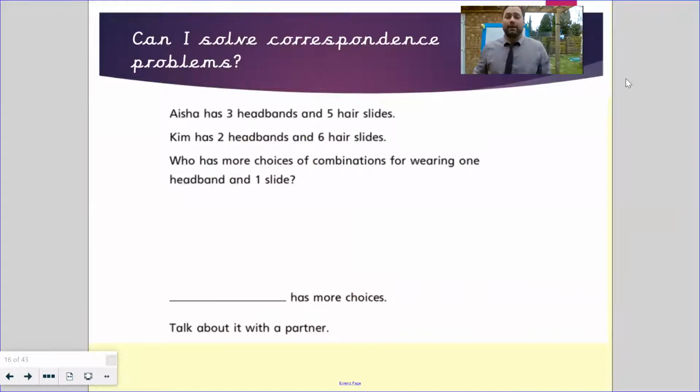Okay, good, well done. Here's your next question. Aisha has 3 headbands and 5 hair slides. Kim has 2 headbands and 6 hair slides. Who has more choices of combinations for wearing 1 headband and 1 slide? Write down who has more choices. If you haven't got a partner to talk to, use a mirror and talk to yourself. Pause the video and good luck.